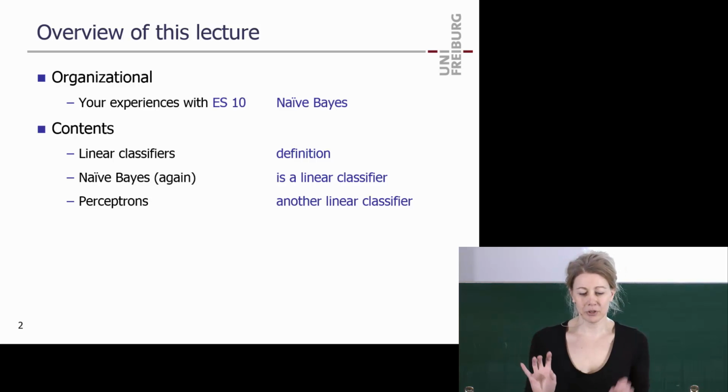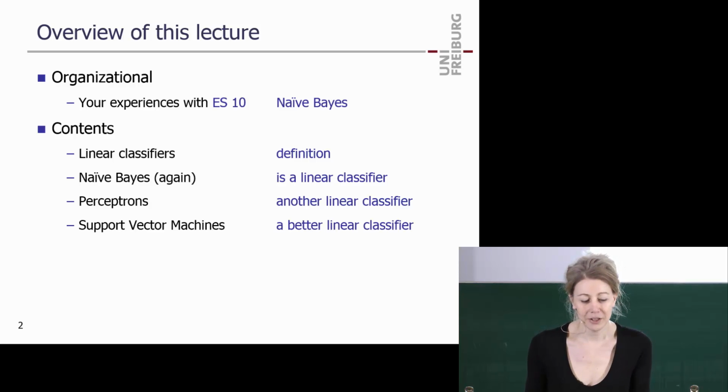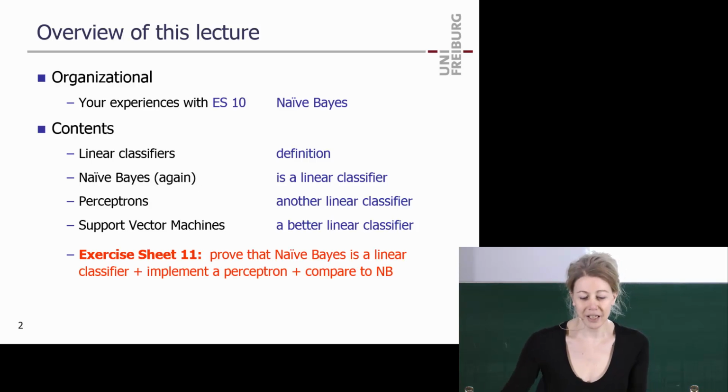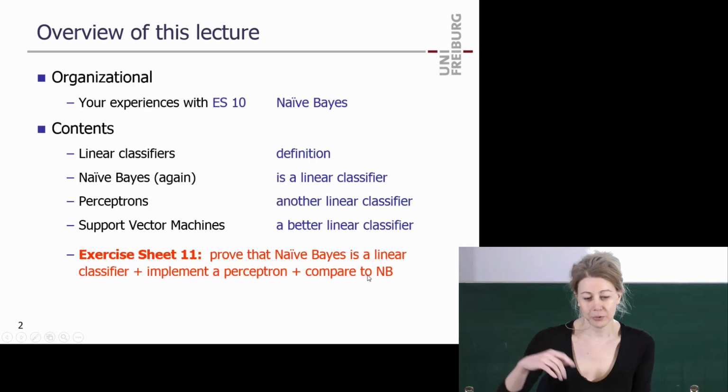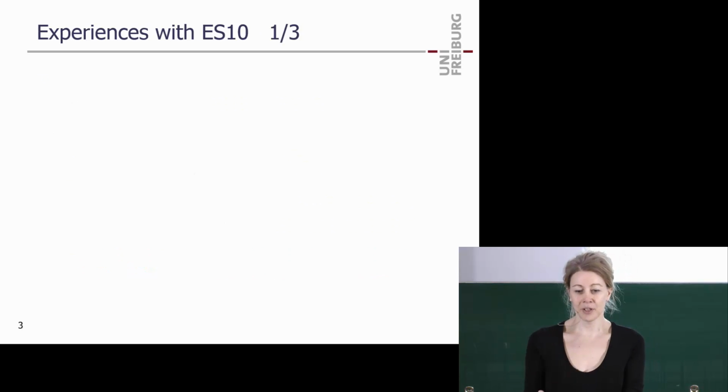Then we will talk about perceptrons, artificial intelligence, Terminator, and then support vector machines, which are the better perceptrons, but only very briefly. Your exercise sheet will be to complete the proof and to implement a perceptron. It's very nice and very simple, very little code, but you have to understand it and compare it to naive Bayes. We will talk more about it in the end.